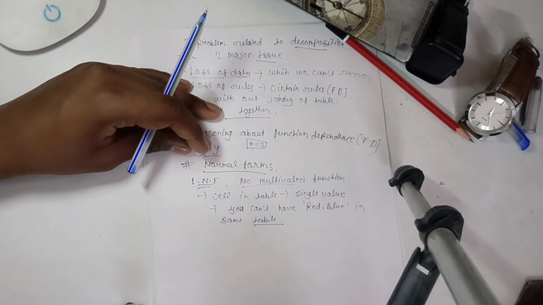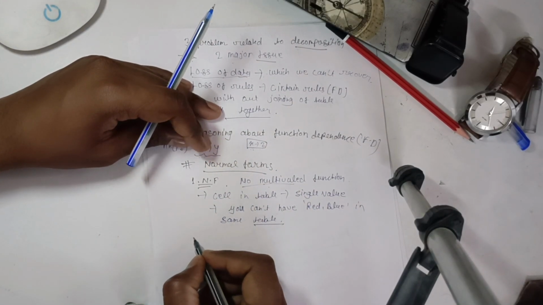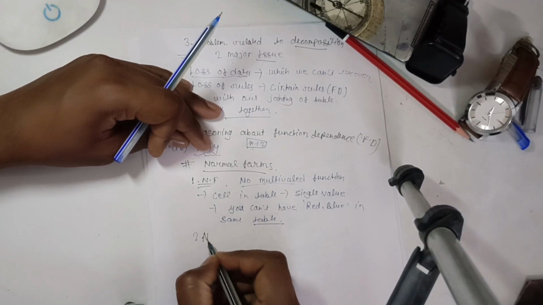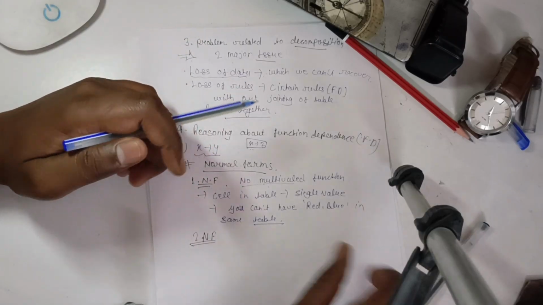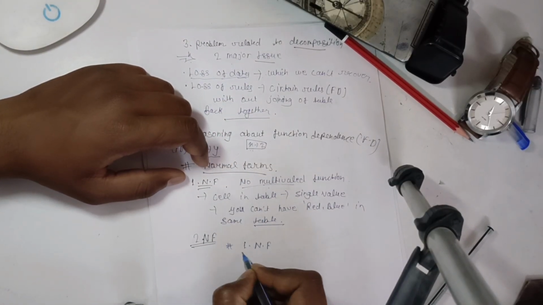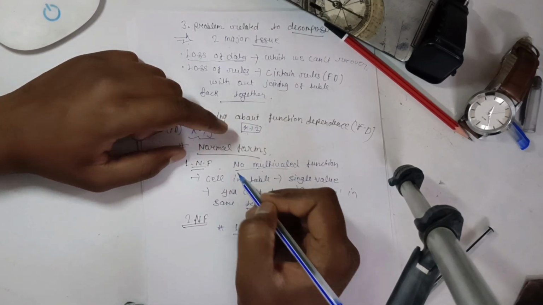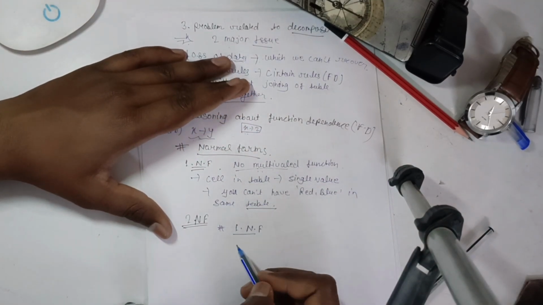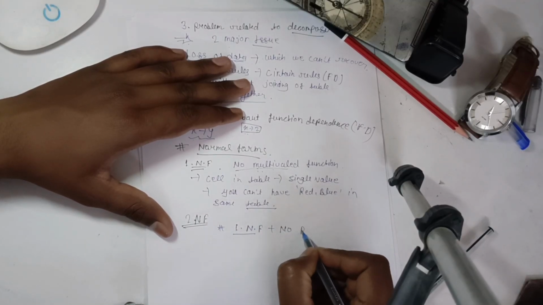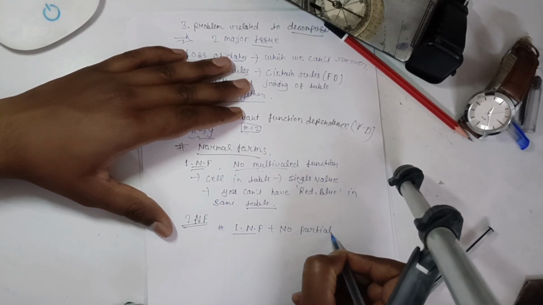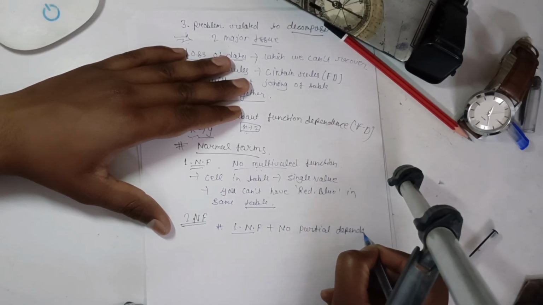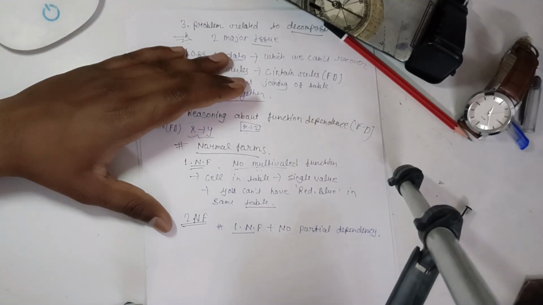Simple. Now let's move on to the second normal form. Basically, for second normal form, first of all, it should be in first normal form, that is, no multi-valued. Plus no partial dependency. What is partial dependency? I will let you know.